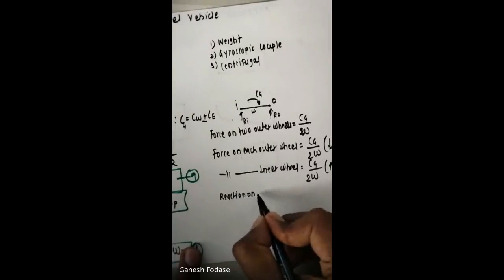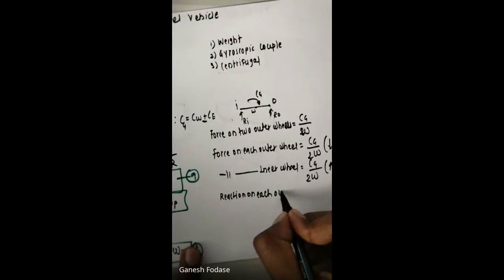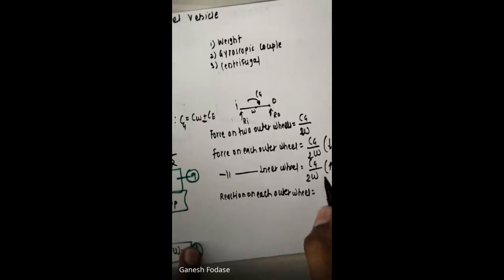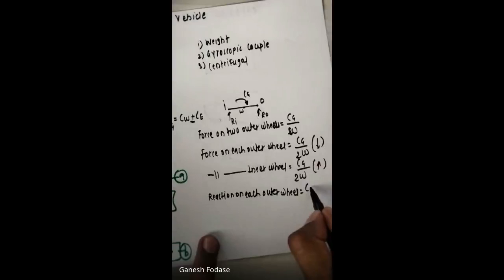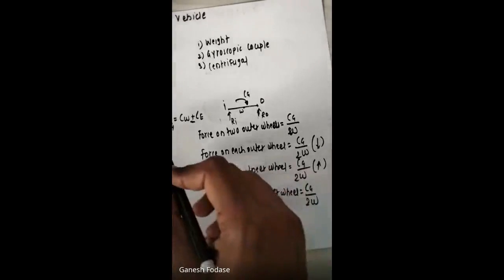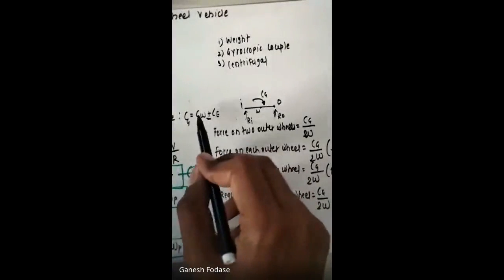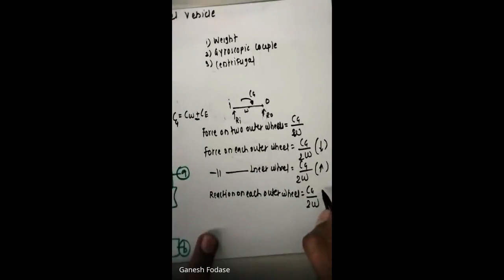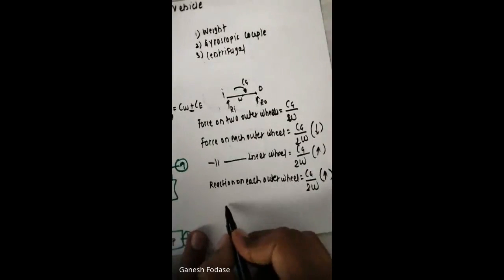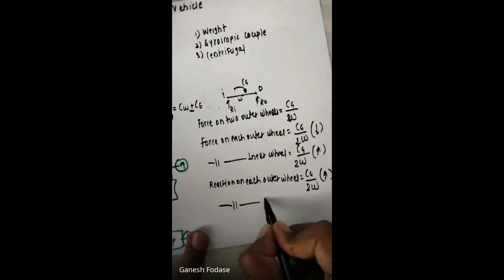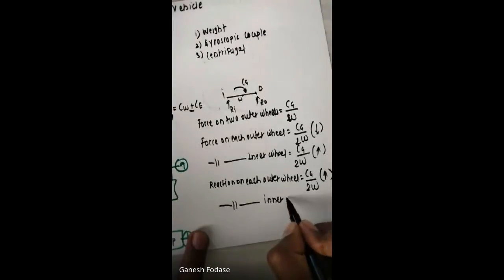on each outer wheel is equal to, the magnitude is same, but the reaction direction is upward: Cg upon twice W. Cg is nothing but gyroscopic couple. This one, Cg upon twice W, and it acts in an upward direction. Similarly, reaction on each inner wheel is equal to Cg upon twice W. As force is upward, reaction is downward.